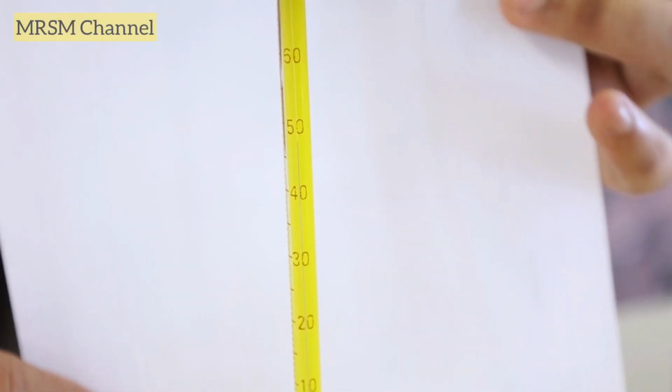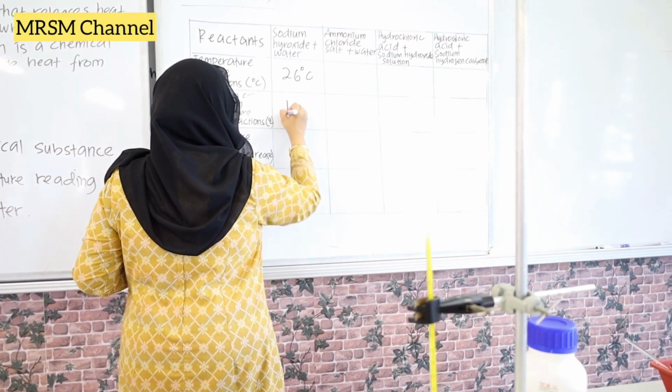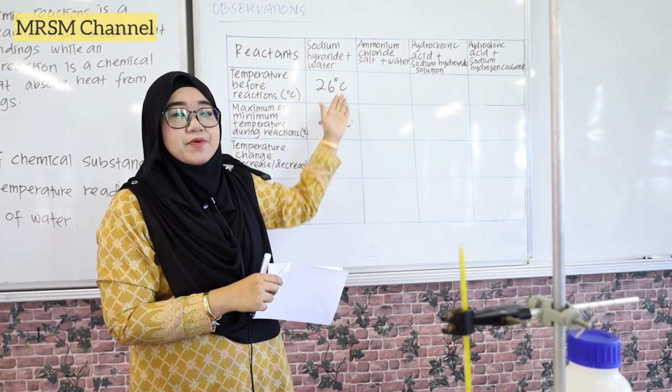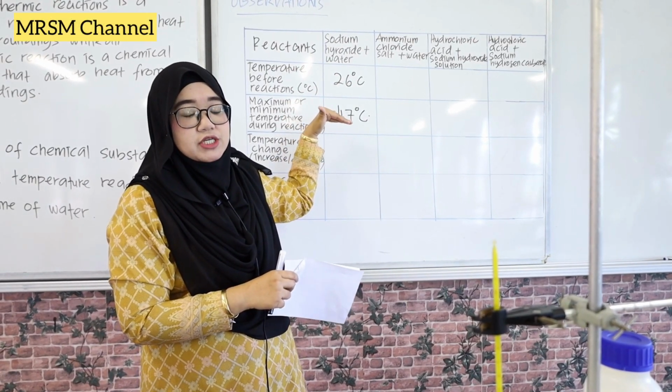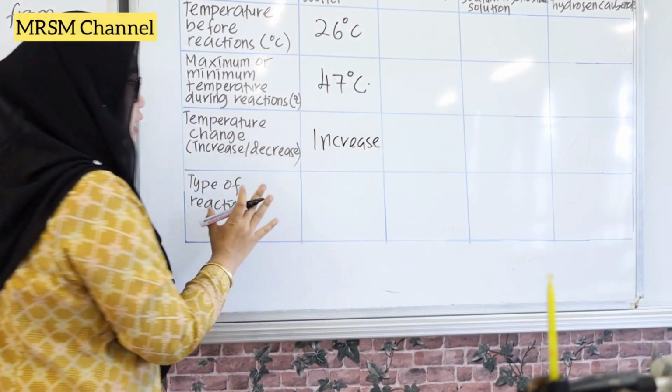Starting from 26 degrees Celsius, it rises to 45, 46, 47 now. We can see the thermometer reading increase from 26 to 47. So we take the reading: 47 degrees Celsius. We can see the temperature difference between before the experiment and after the reaction takes place. Here we can see it has increased. We conclude the experiment at the end.